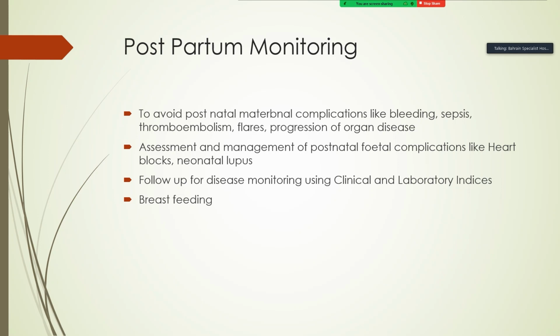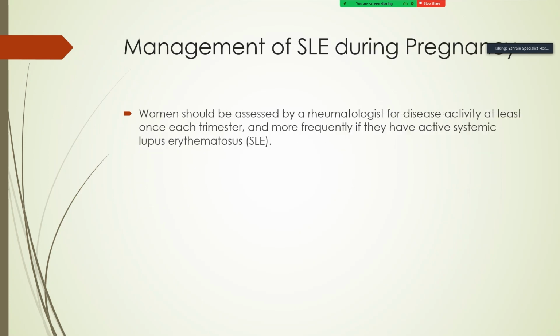Then the breastfeeding, I will discuss later on, like is it safe or not in SLE women with breastfeeding. So during pregnancy, the disease activity should be monitored at least in each trimester, and more frequently if they have active systemic disease. If a person is not having active disease, she should be assessed by a rheumatologist at least once in a trimester. If she's having some active disease, then it should be monthly.